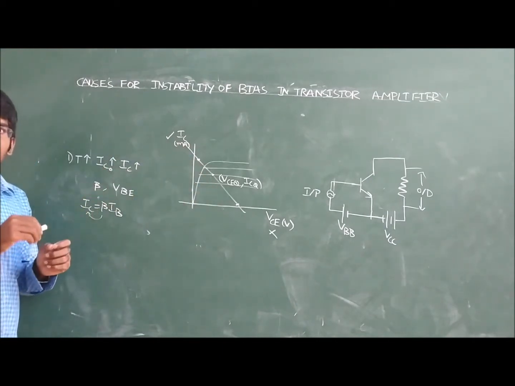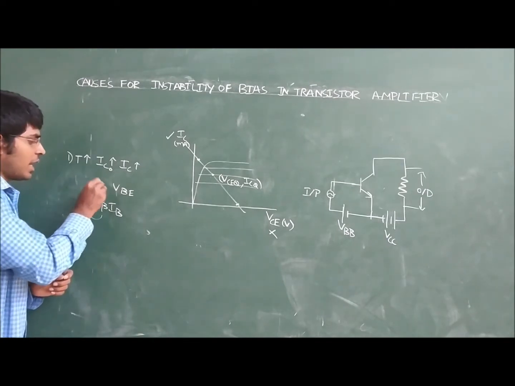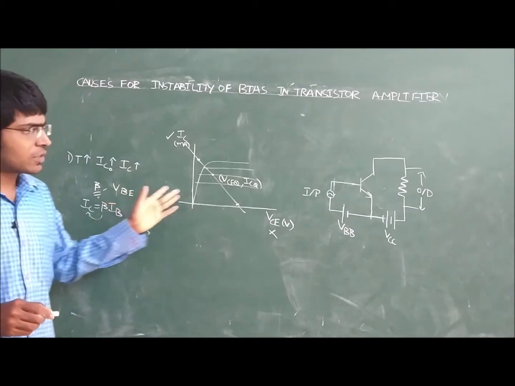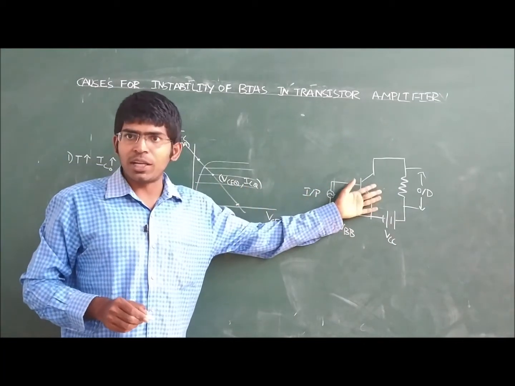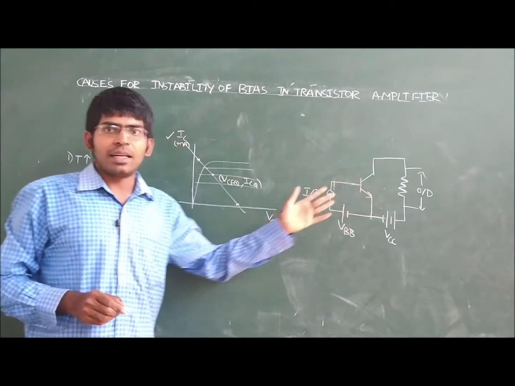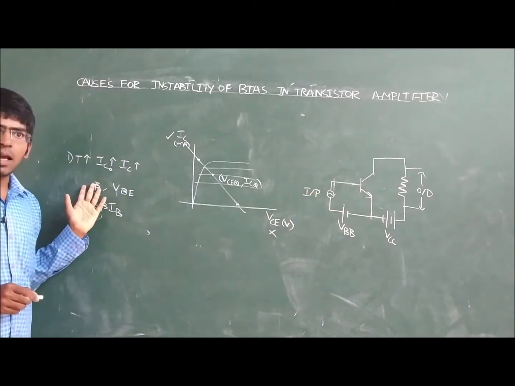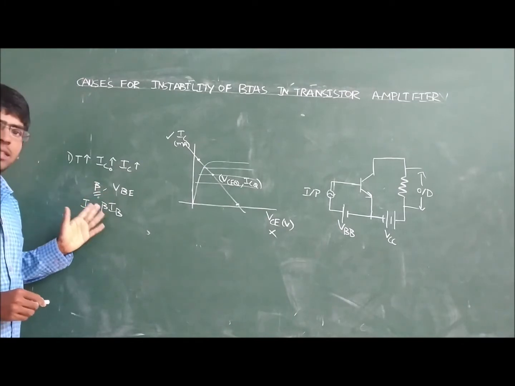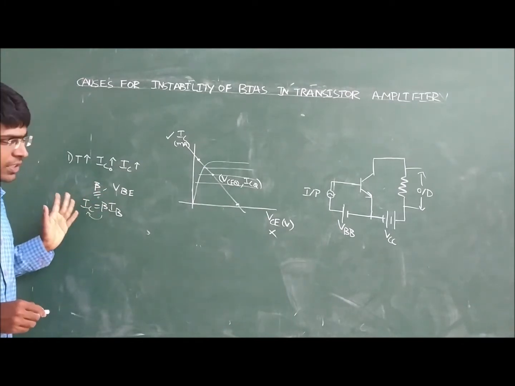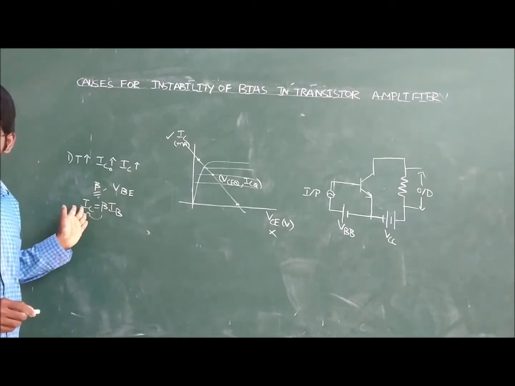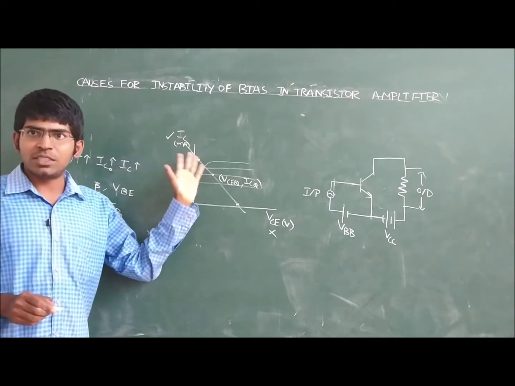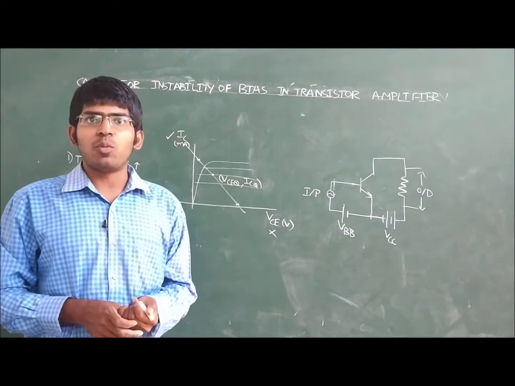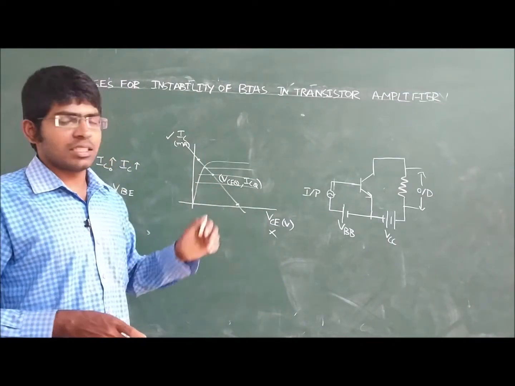When we change the transistor, the current amplification factor beta changes because of some damage or we replaced new transistor. At that time, the current amplification factor beta changes. Because of this change in beta, IC changes. Because of this change in IC, automatically the operating point shifts. So these are the causes for the instability of bias in the transistor amplifier.